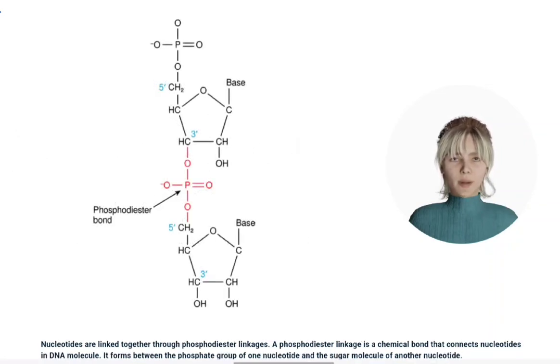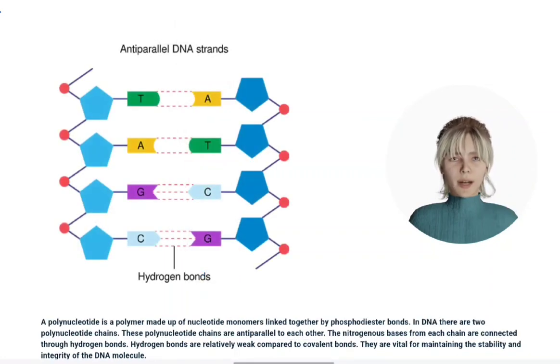Nucleotides are linked together through phosphodiester linkages. A phosphodiester linkage is a chemical bond that connects nucleotides in a DNA molecule. It forms between the phosphate group of one nucleotide and the sugar molecule of another nucleotide. A polynucleotide is a polymer made up of nucleotide monomers linked together by phosphodiester bonds.